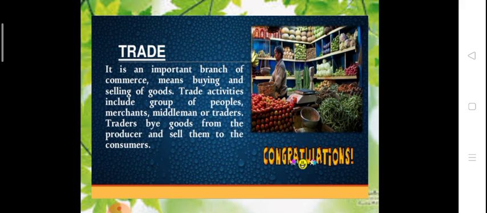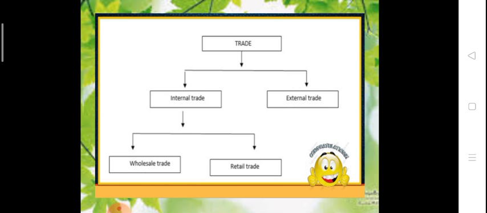Trade activity includes a group of people, merchants, middlemen or traders. Traders buy goods from the producer and sell them to the consumer. So this is the process of buying and selling of goods and services, and this process is known as trade. Now students, trade is also divided into two parts: internal and external trade.